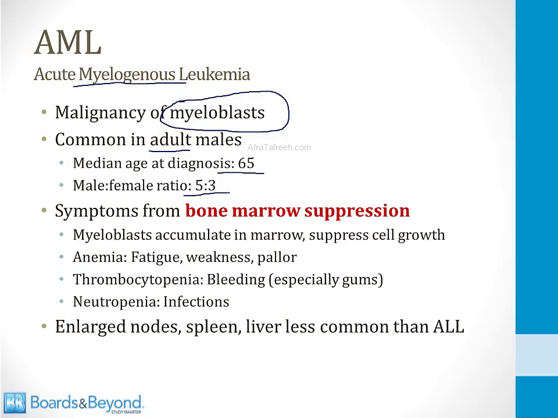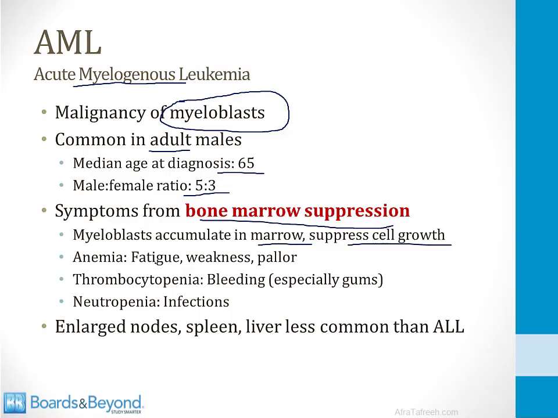Importantly, the symptoms of AML usually result from bone marrow suppression. So in ALL, we talked about how children can have symptoms from an enlarged spleen or liver or spread to the meninges. In the case of AML, the symptoms largely come because the cancer cells suppress the production from the bone marrow of other cell lines like red blood cells and platelets. So the myeloblasts accumulate in the marrow, they suppress cell growth.